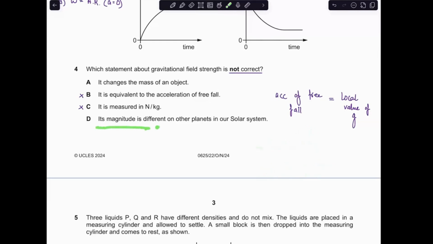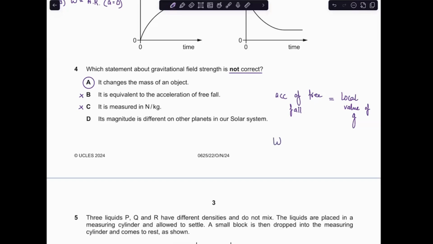And this is saying its magnitude is different on other planets in our solar system. That is actually correct. The value of g on different planets is not the same. This one is incorrect because the value of the gravitational field strength does not affect the mass. It only affects the gravitational force that would act on the mass, but the mass of an object is just going to remain what it is. Isn't weight, which is equal to mass times the gravitational field strength, and mass doesn't change? I mean, weight doesn't change.